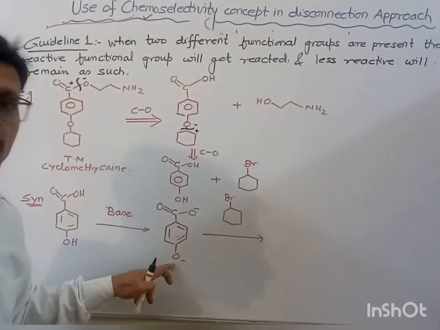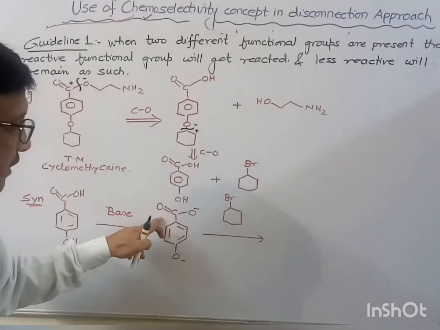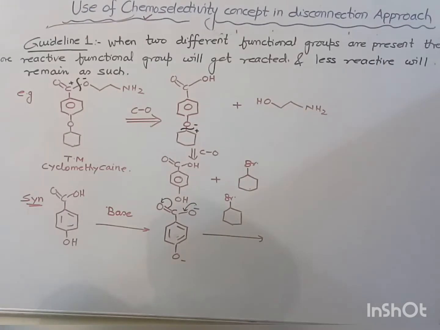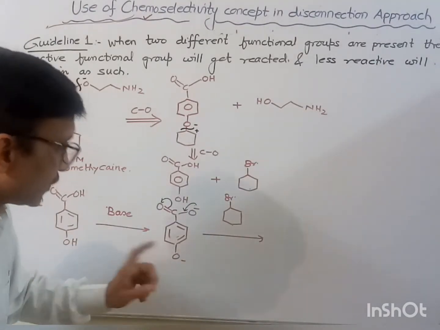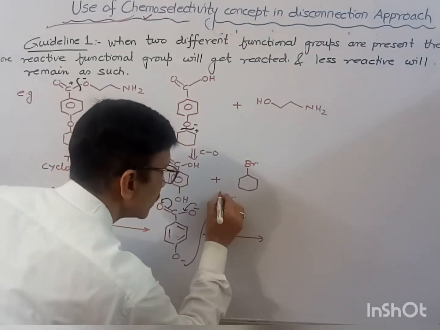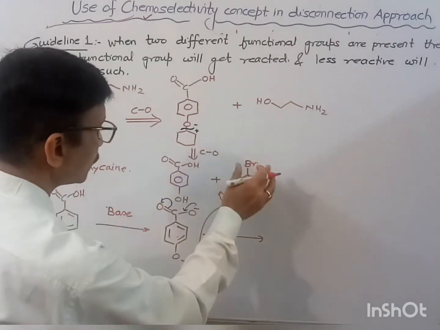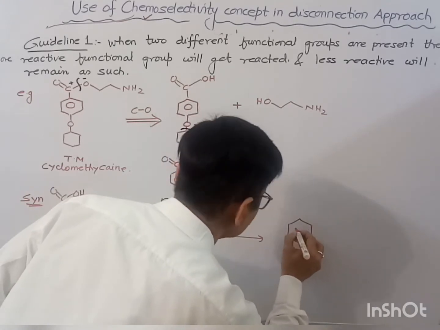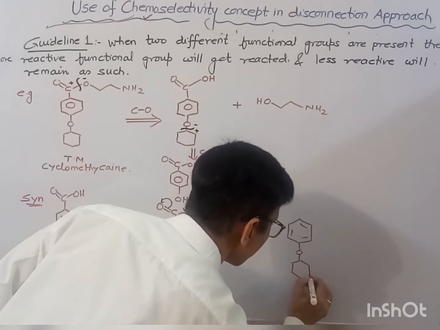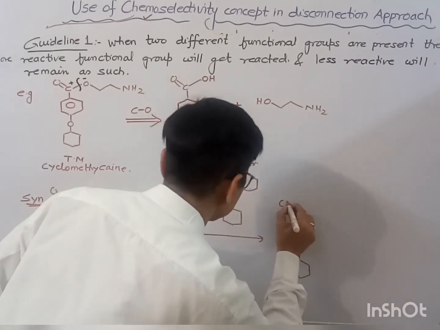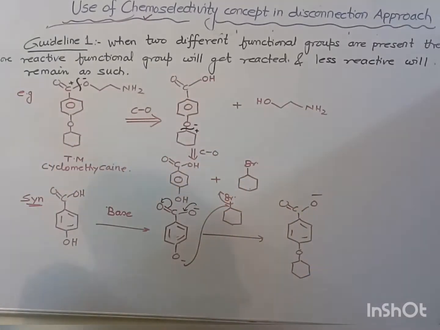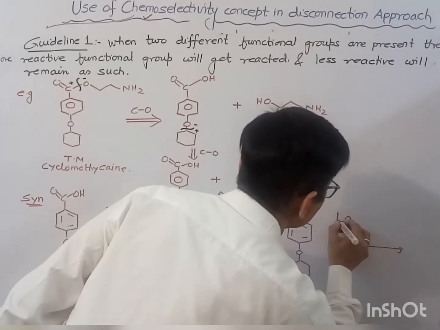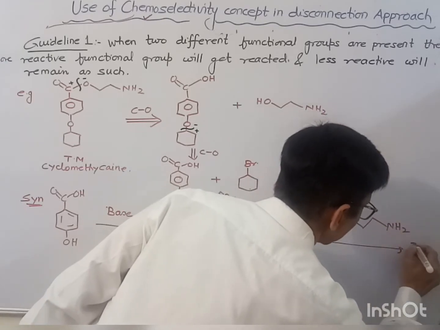This phenoxide ion acts as a stronger nucleophile in comparison to this carboxylate ion, because here you can see this is resonance stabilized. That's why this will act as the reactive part in this case. So you can see here the bromine will leave, and you will get this material. Now it can further be reacted with this reactant to get the target molecule. Now you are getting the target molecule.